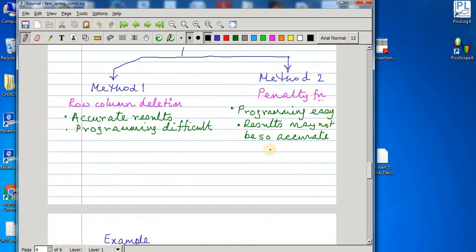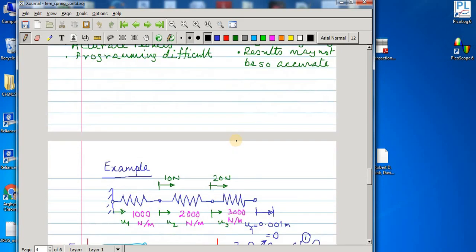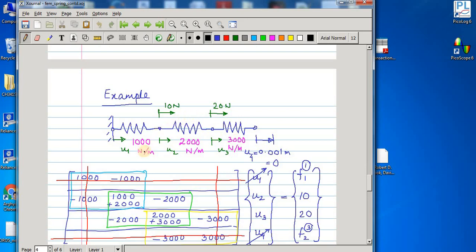So the programming is easy, but the result may not be so accurate because here you are approximating. You are not taking the actual equations, you are taking approximate equations. So just like the previous problem, we take a problem where the left node is fixed but the right node is having a displacement of 0.001 meter.